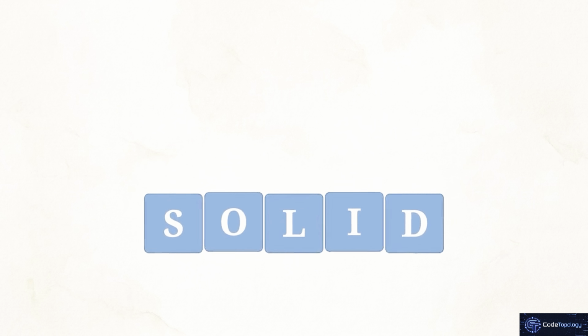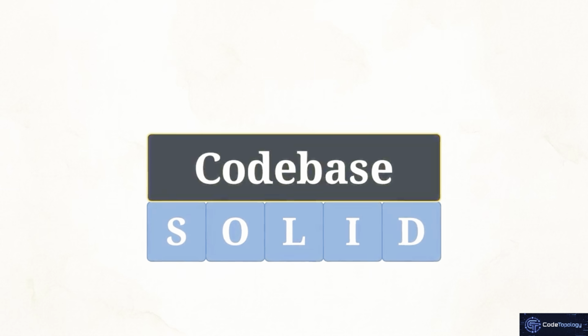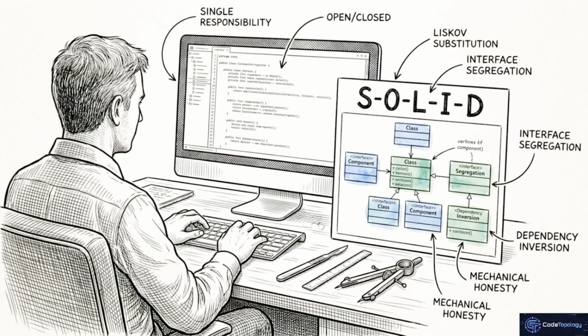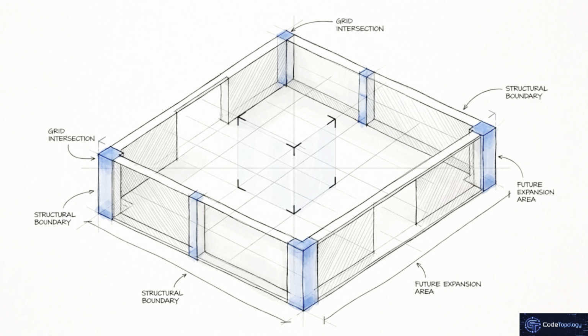These 5 principles act as the grammar of maintainable, object-oriented code. Learn them once, and they quietly govern every good design decision you make from here on out. Here is the entire framework at a glance.